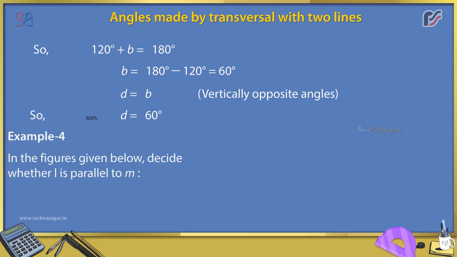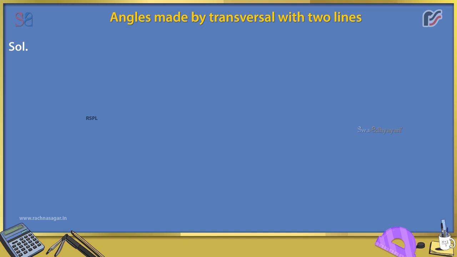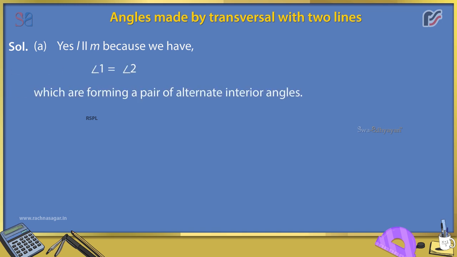Example 4. In the figures given below, decide whether L is parallel to M. A. B. Solution. A. Yes, L is parallel to M because we have angle 1 is equal to angle 2, which are forming a pair of alternate interior angles.